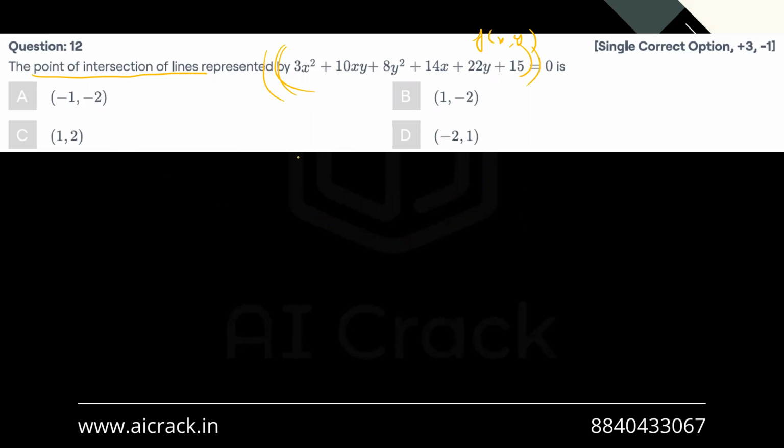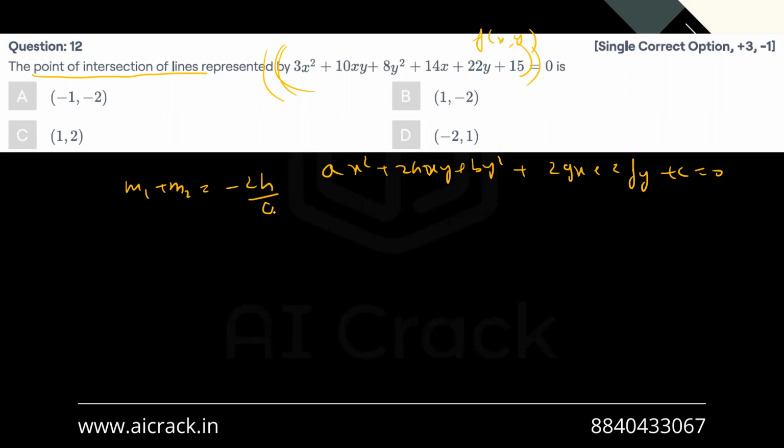Now the other method is basically, we know that when we write ax square plus 2hxy plus by square plus 2gx plus 2fy plus c equals to 0, this is our general pair of straight lines equation. Now we know that m1 plus m2 equals to minus 2h by b and m1 m2 equals to a by b, right? So with the help of these two equations, by comparing, we can find out the values of h and b and a and b, right? So basically we'll be able to get m1 and m2 from here.